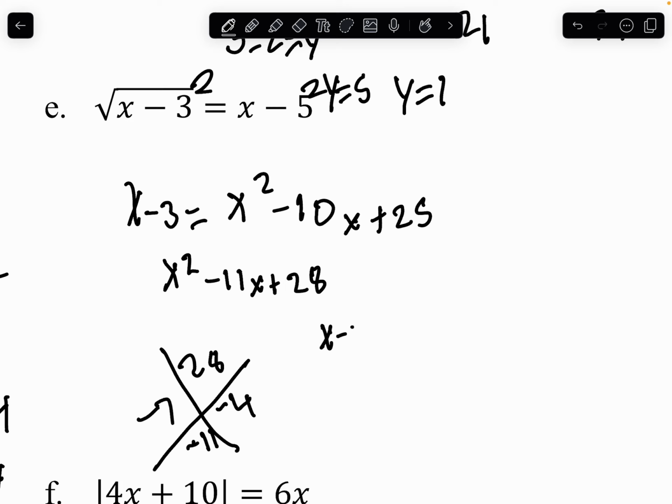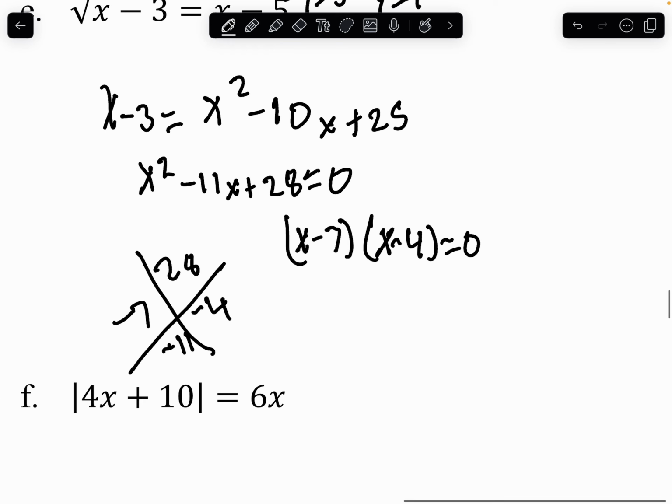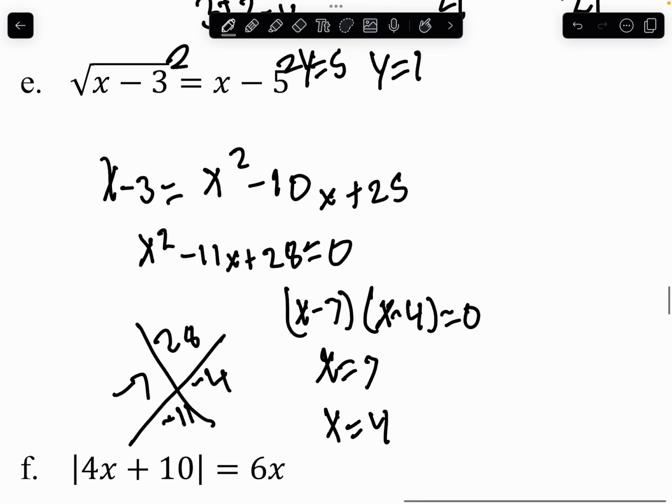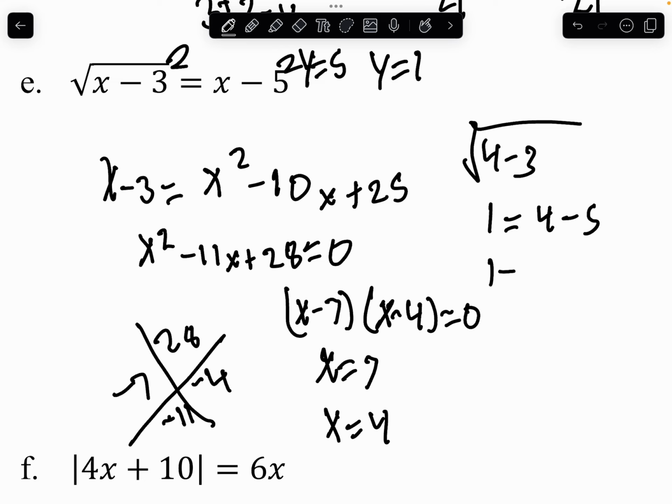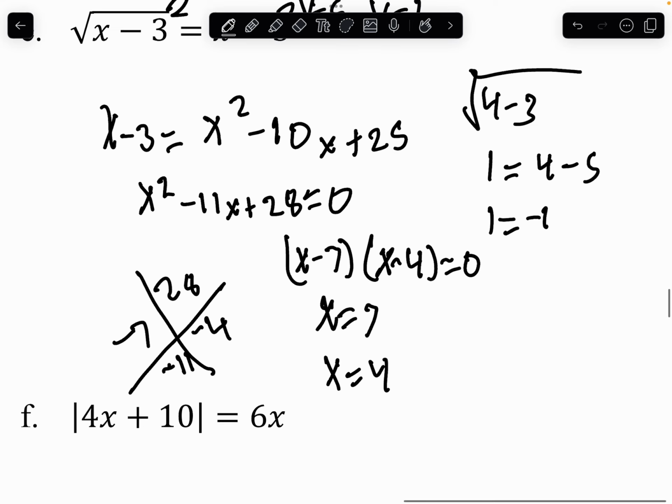We get x minus 7 times x minus 4. So we get our answers are x equals 7 and x equals 4. Now we have to test them in our equation. So do 4 minus 3 square root. There's going to be square root of 1, which is 1. 1 equals 4 minus 5. 1 does not equal negative 1. So x equals 4 is not our answer.